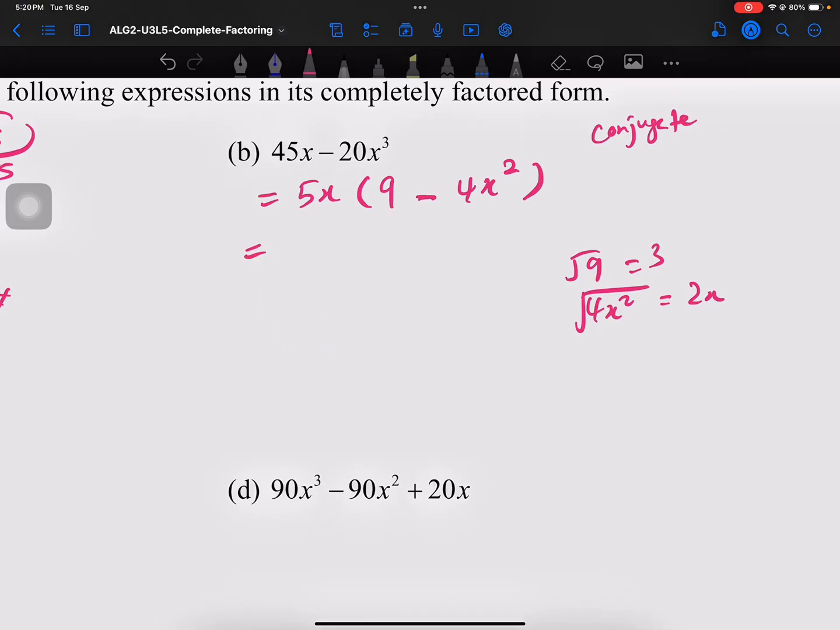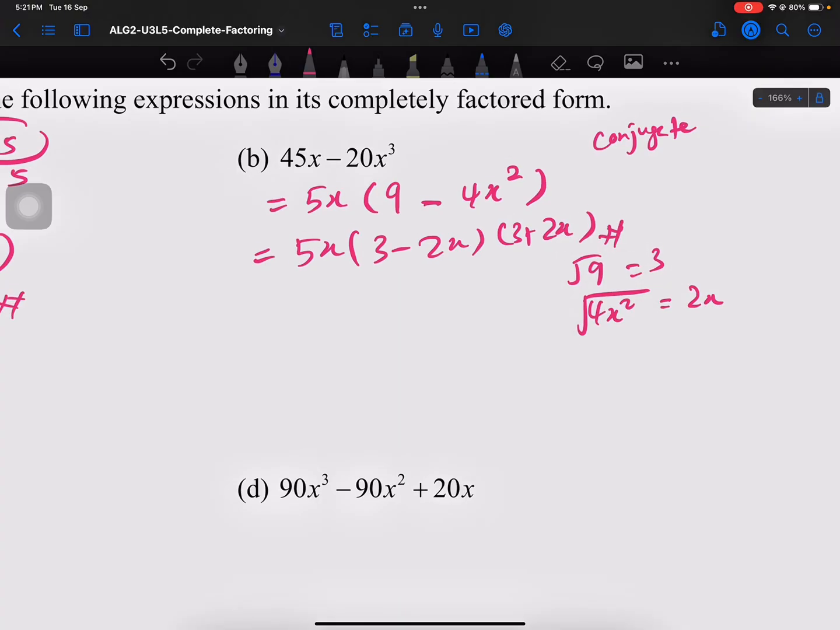So move on with the number first: 3 minus 2x, 3 plus 2x. Okay, this is the final answer.